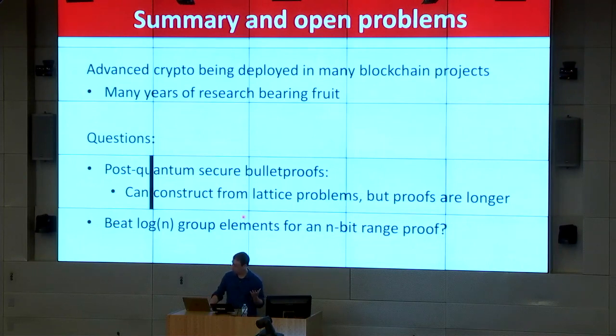We know how to do these from post-quantum secure assumptions. The problem is that things get much bigger as a result. And so they become unusable. And so the challenge is, could you do something that's post-quantum secure and has the same performance as bulletproofs. And I showed you that these proofs are actually logarithmic in size, but maybe logarithm is not the right bound. Maybe we can make it constant size, which would be even more amazing.